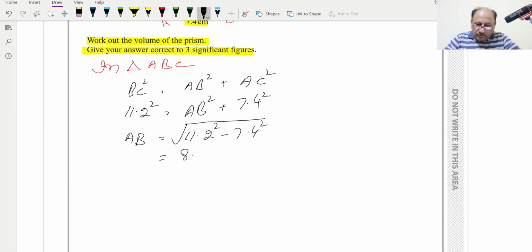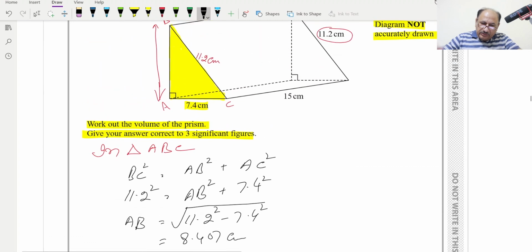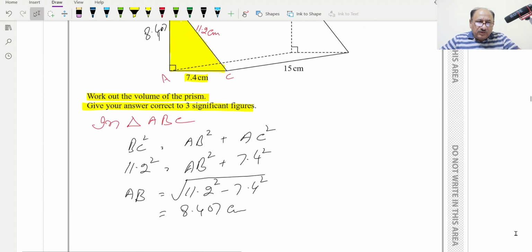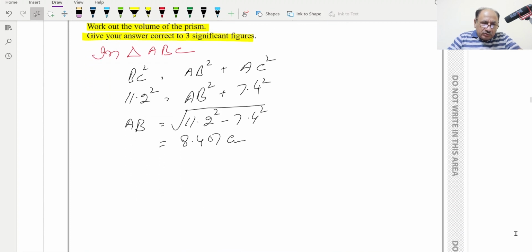So the square root of 11.2 squared minus 7.4 squared will be equal to 8.407. This will be in centimeters, so this side is 8.407. This is what we found. Now after calculating this, we can find the area of the triangle ABC.